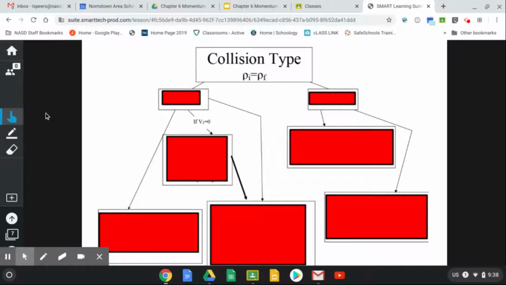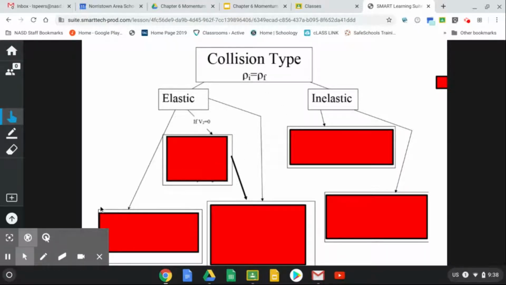There are two main types of collisions: elastic collisions and inelastic collisions. There are some special characteristics of each, but in both an elastic and an inelastic collision, the initial momentum and the final momentum are equal. That's key in all of these. So let's first talk about the elastic collisions.